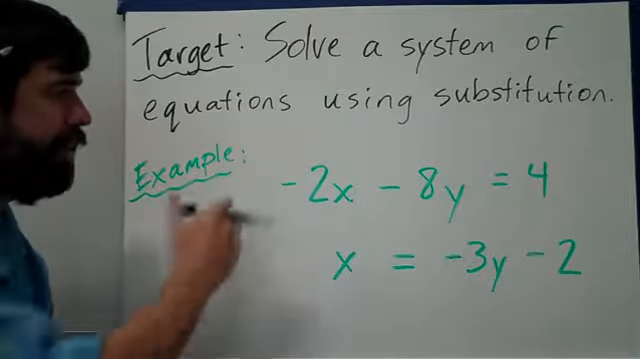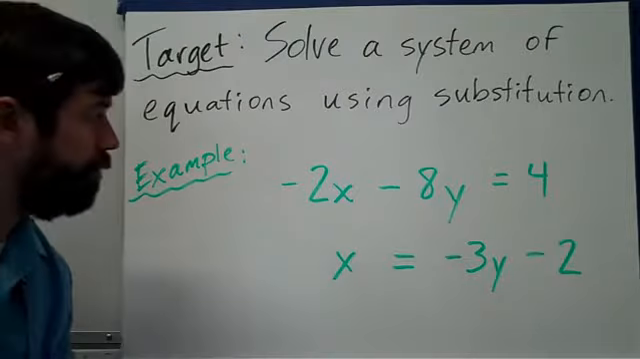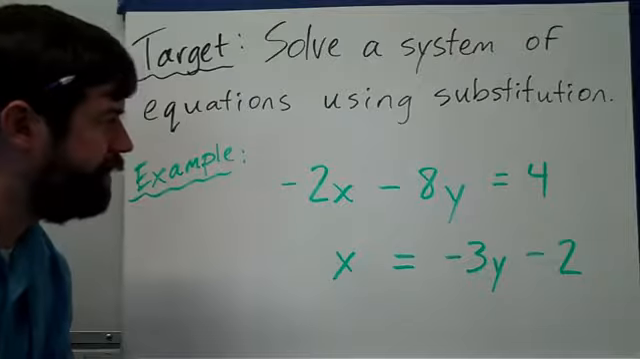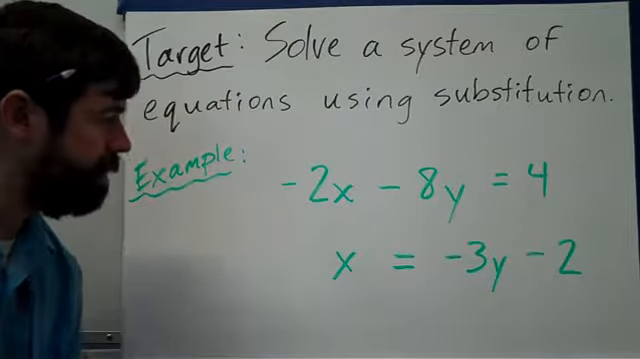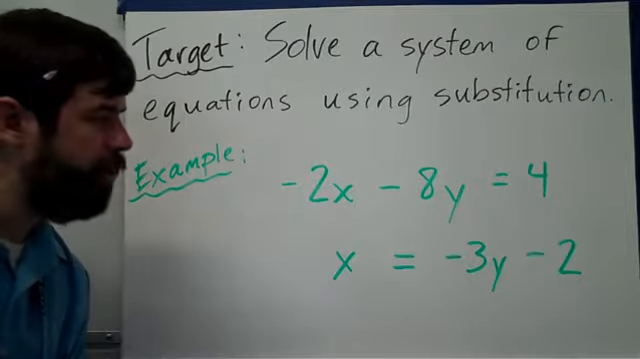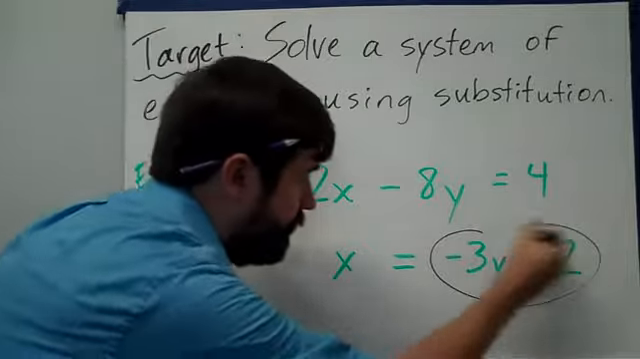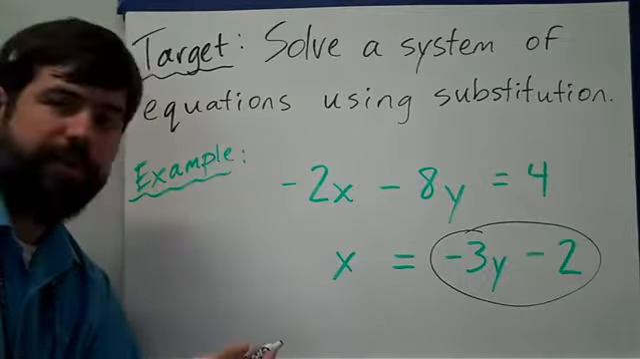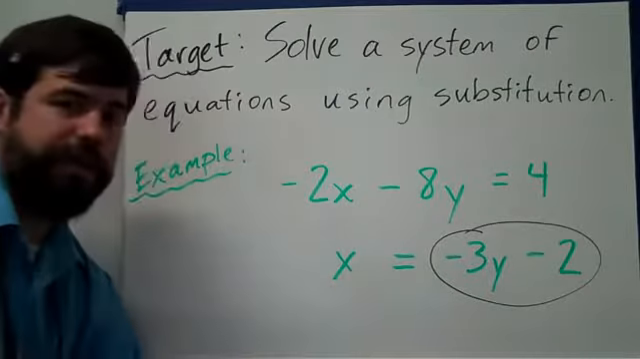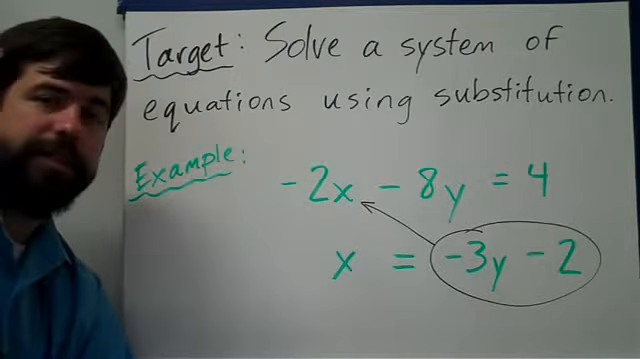Okay, first of all, let's just take a look at our system of equations. Notice that the first one is in standard form. We just have negative 2x minus 8y equals 4. That's the way we've been looking at these two variable equations. The second one is already solved for x. So that means we already know what x is equal to. X is equal to negative 3y minus 2. So what we're going to do is take that negative 3y minus 2 and plug it in for x. We're just going to stick it right there.